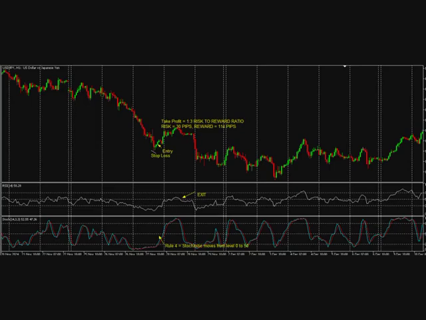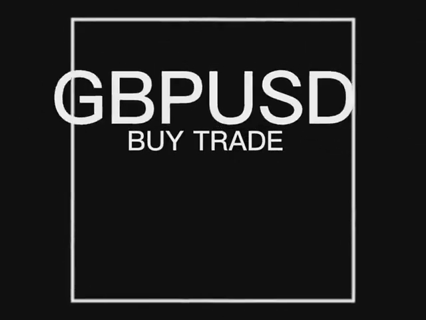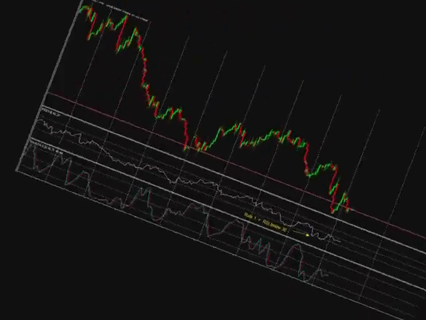As you can see, risking 30 pips gave us a reward of 114 pips. Next, we move over to a GBP USD chart.